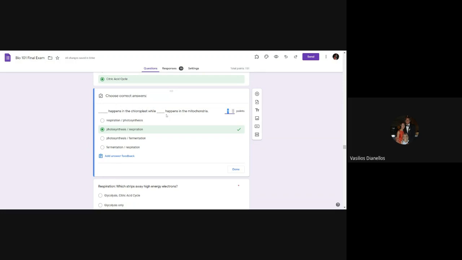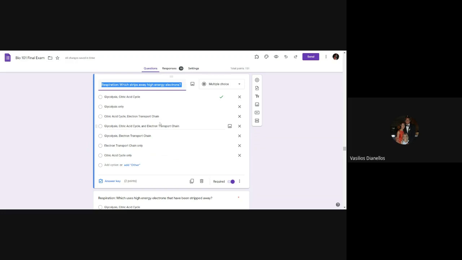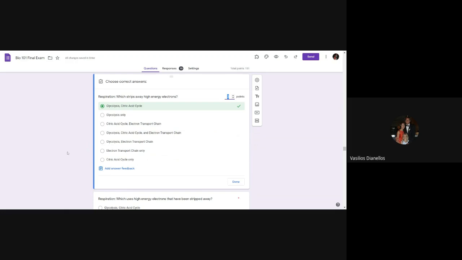Respiration, which strips away high energy electrons? I already said that a few seconds ago. The other two, right? Glycolysis and citric acid cycle strip away high energy electrons so that the electron transport chain can use them. So full credit if you got glycolysis and citric acid cycle. Partial credit if you got glycolysis only or citric acid cycle only. At least you were on the right track.